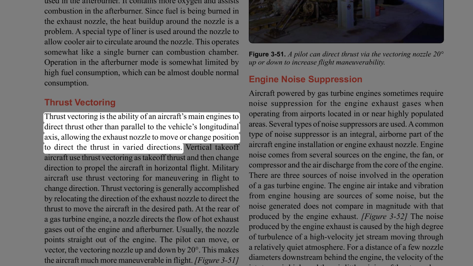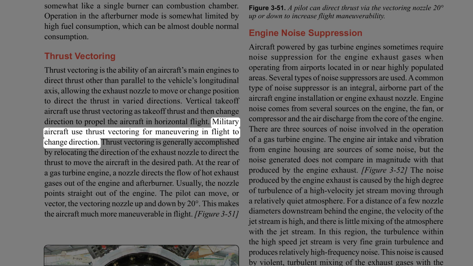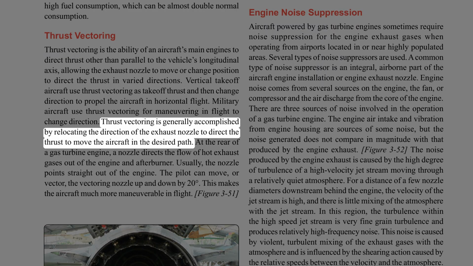Thrust vectoring. Thrust vectoring is the ability of an aircraft's main engines to direct thrust other than parallel to the vehicle's longitudinal axis, allowing the exhaust nozzle to move or change position to direct the thrust in varied directions. Vertical takeoff aircraft use thrust vectoring as takeoff thrust and then change direction to propel the aircraft in horizontal flight. Military aircraft use thrust vectoring for maneuvering in flight to change direction. Thrust vectoring is generally accomplished by relocating the direction of the exhaust nozzle to direct the thrust to move the aircraft in the desired path.